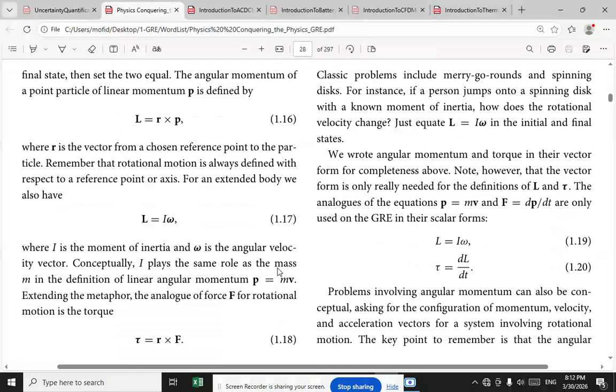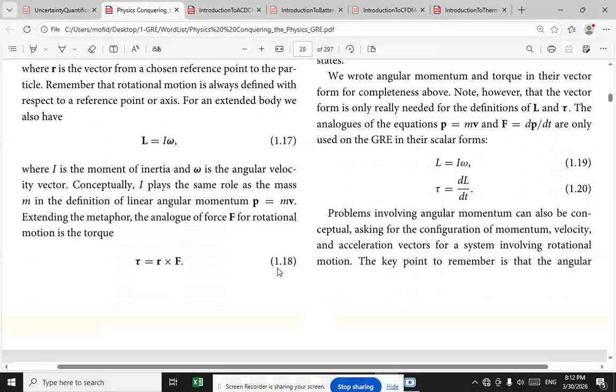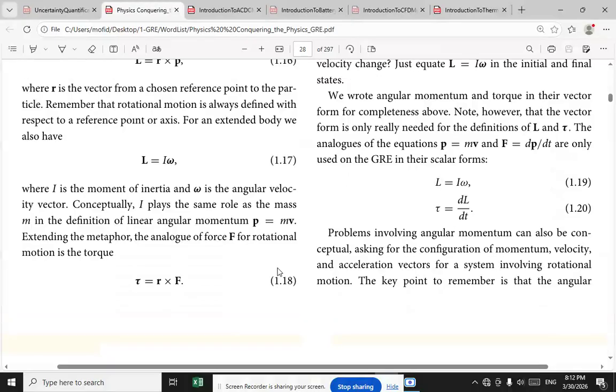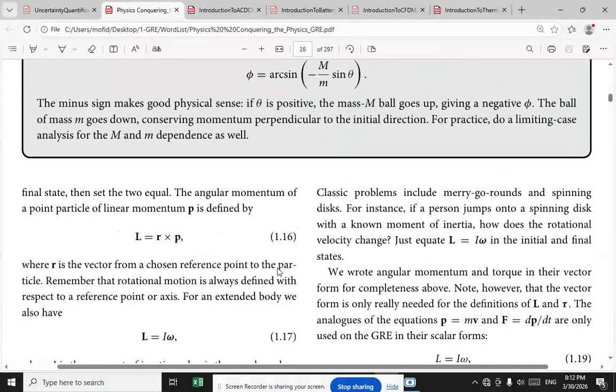Conceptually, I plays the same role as the mass m in the definition of linear momentum, p equals mv. Extending the metaphor, the analog of force F for rotational motion is the torque. The torque is equal to r multiplied by F, based on equation 1.18. Classic problems include merry-go-rounds and spinning discs.